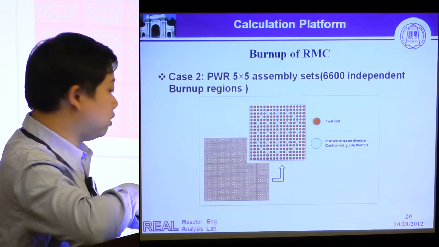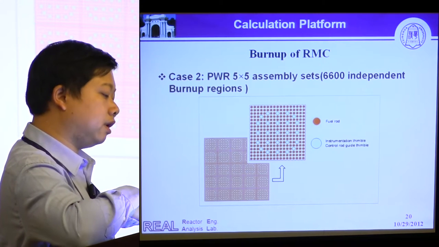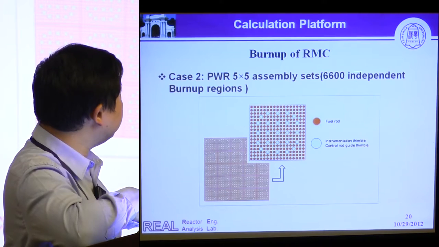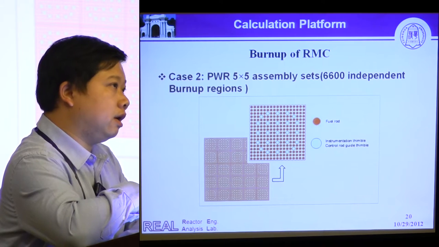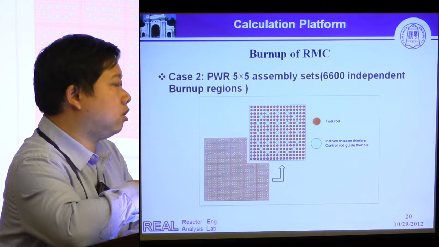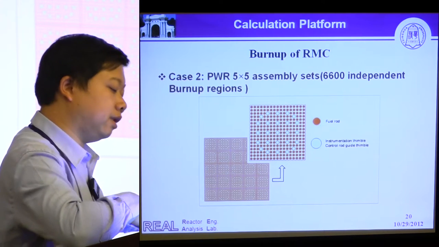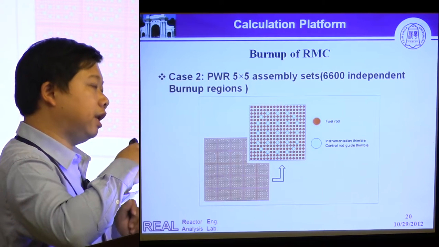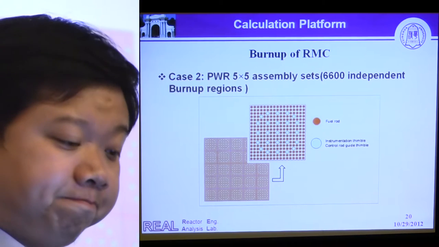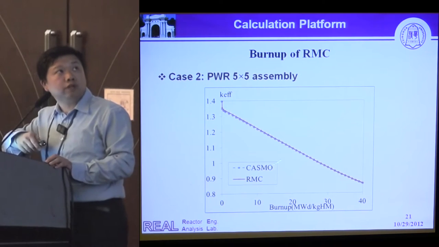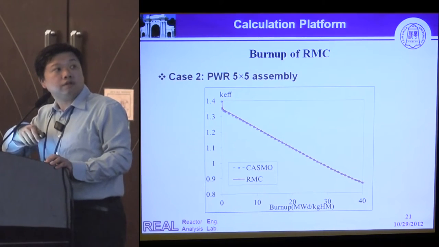PWR 2x5 assembly set. In this case, there are more than 6,000 independent burn-up areas. So it's a very large amount in our calculations. RMC can perform the calculation of more than 10,000 independent burn-up areas. So we can use the code to perform a nearly whole-core burn-up calculation. Okay, this figure shows the result. Through the figure, we can find the result is the same.